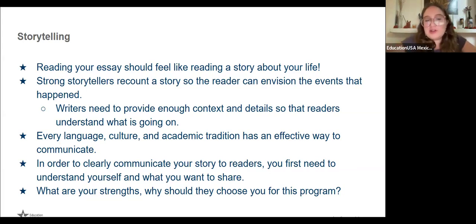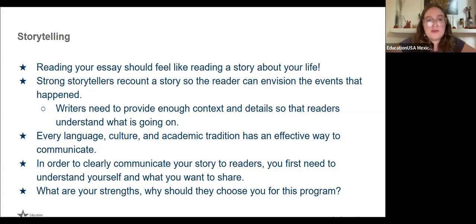Keep in mind that every language, culture, academic tradition, like we talked about yesterday, has an effective way to communicate. Like we talked about yesterday in Mexico, it is very, very formal, and using passive voice is a very normal thing. Versus in the United States, where it's a lot more concise and a lot more active in the sense of active and passive voice.